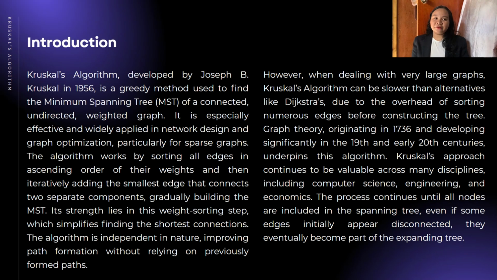So Kruskal's algorithm, developed by Joseph B. Kruskal in 1956, is a greedy method used to find the minimum spanning tree, or MST, of a connected, undirected, weighted graph. To break that down, Kruskal's algorithm is a method used to find the most efficient way to connect all the nodes in the graph with the least total weight. It's especially used in situations where the graph is sparse, meaning it doesn't have too many connections.